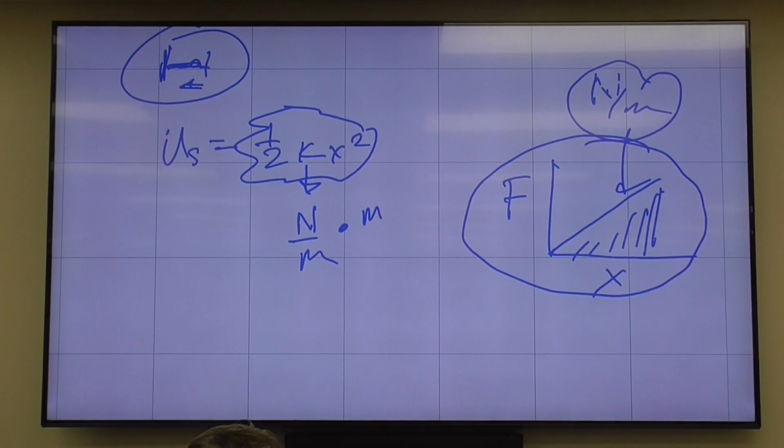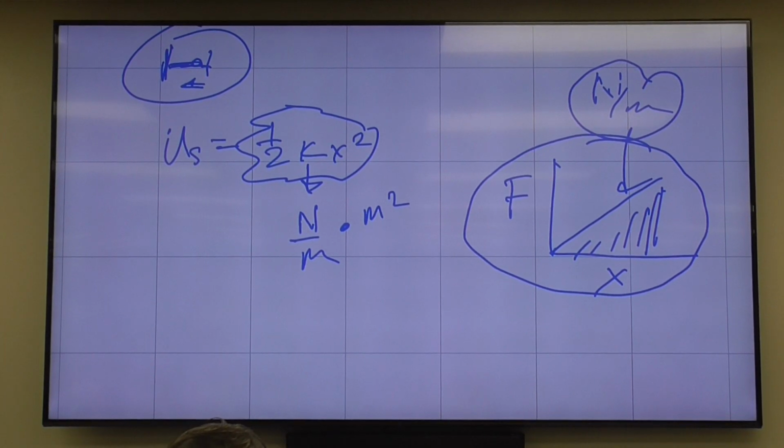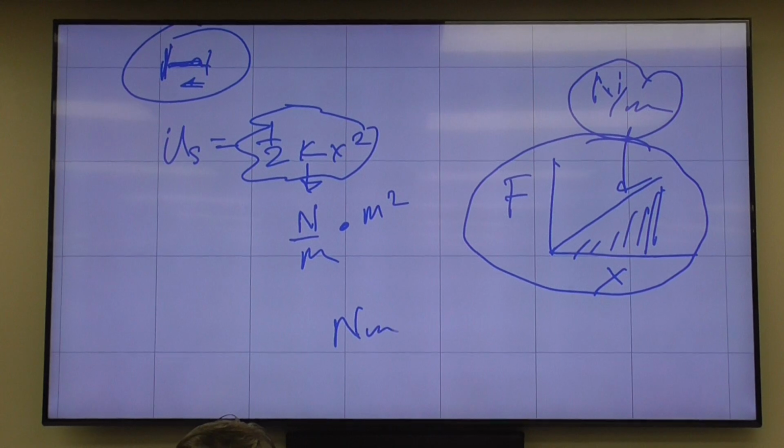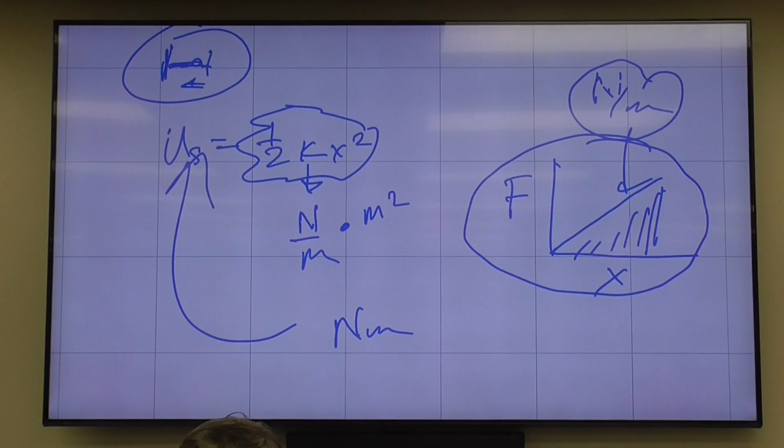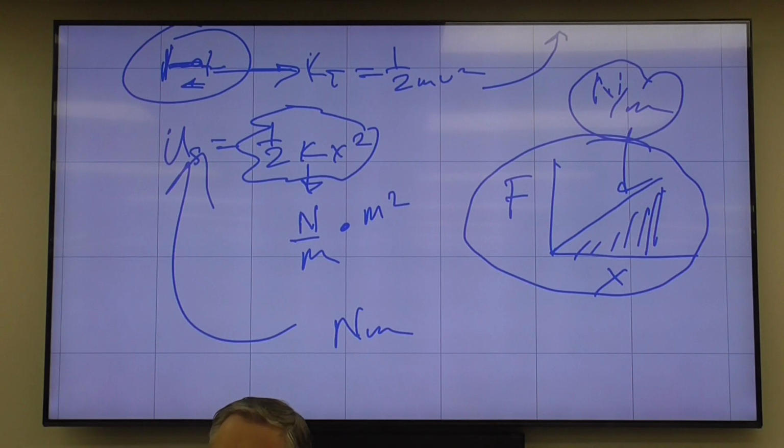Because then when I multiply that by meters squared, I get Newton meters, otherwise known as joules. Work. Okay? Cool. Now, I let go of the spring and it gets launched out. All of that turns into kinetic energy, which is going to be 1/2 mv squared.